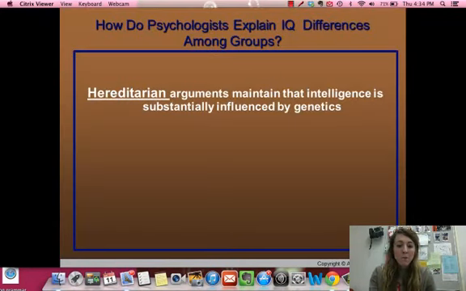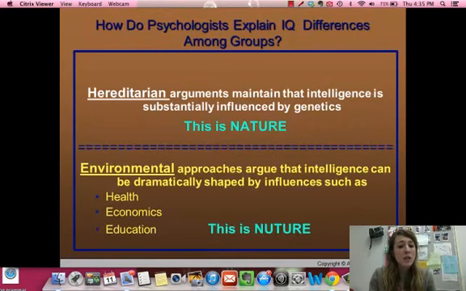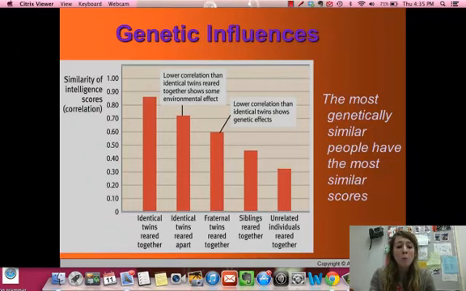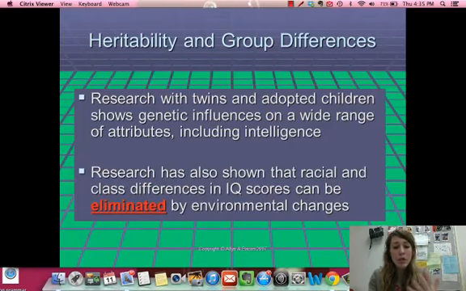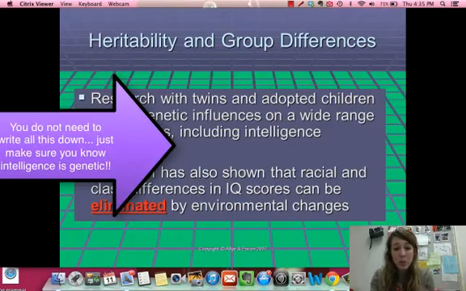A lot of times psychologists say that intelligence is heredity, given to you by your genetics. Some of them say it's your environment: what food you have, how much money your family has, and what kind of education you go to. But what we find overall is that identical twins reared together have the most similar IQ scores, so genetics are very important. Research on twins and adopted children shows that genetic differences really matter, and intelligence is partially genetic.